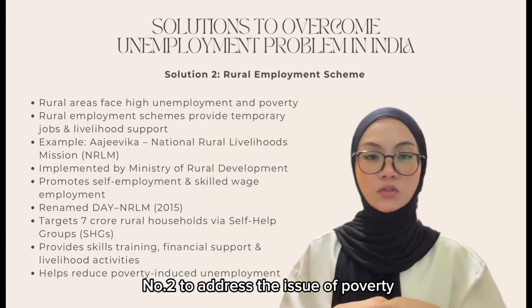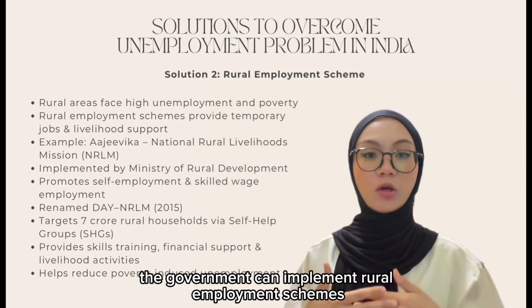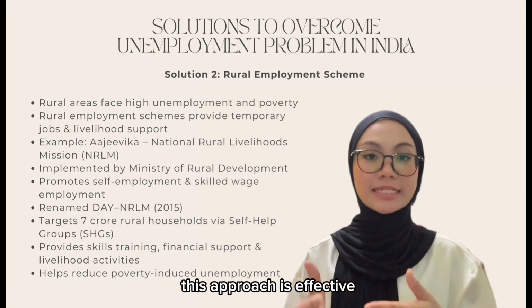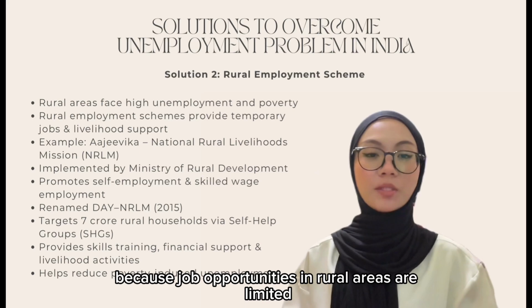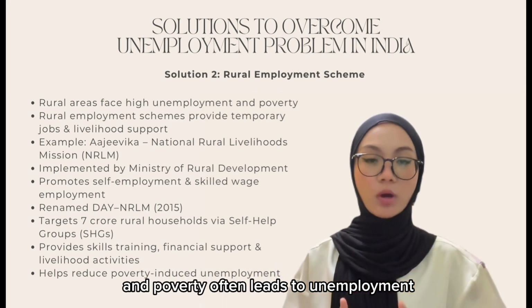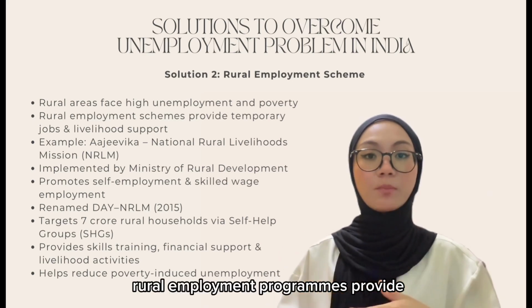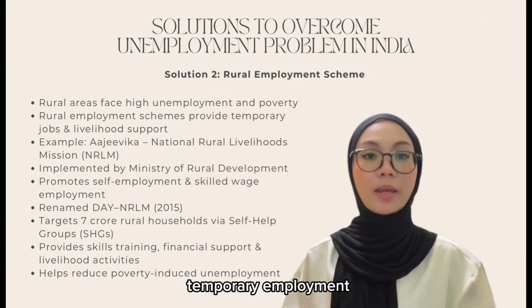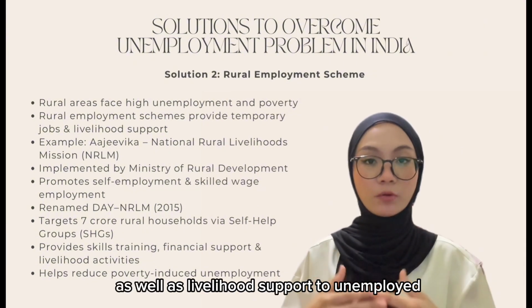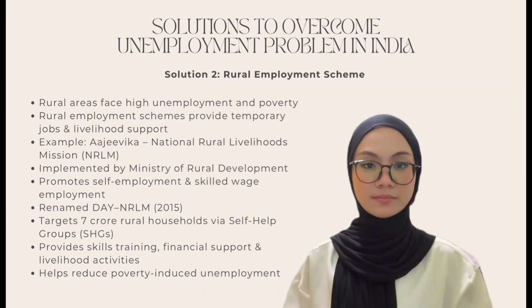Number 2, to address the issue of poverty, the government can implement rural employment schemes. This approach is effective because job opportunities in rural areas are limited, and poverty often leads to unemployment, especially among low-skilled workers. Rural employment programs provide temporary employment as well as livelihood support to unemployed and low-income rural households.